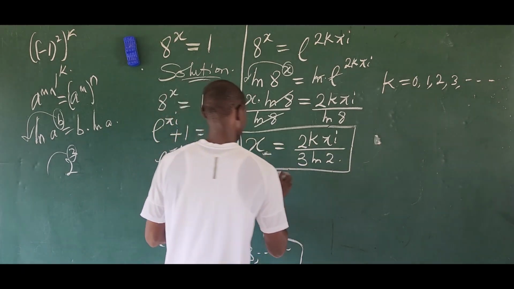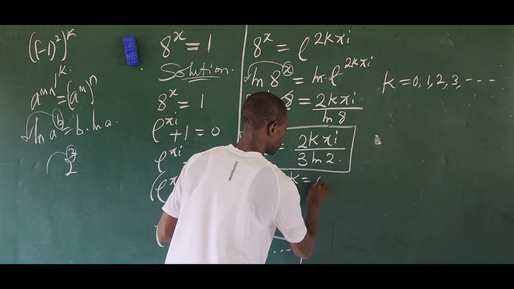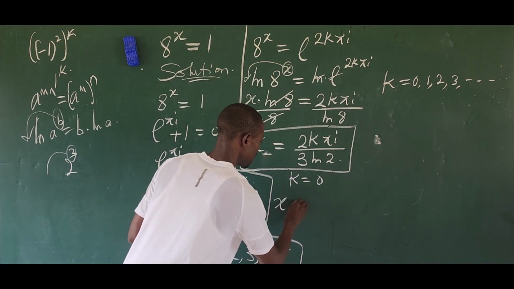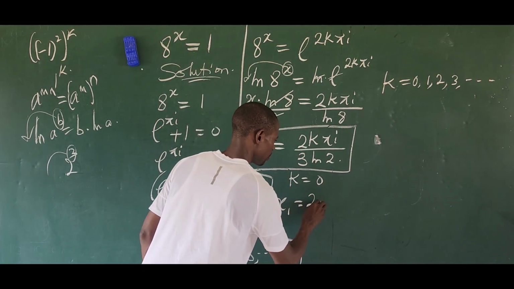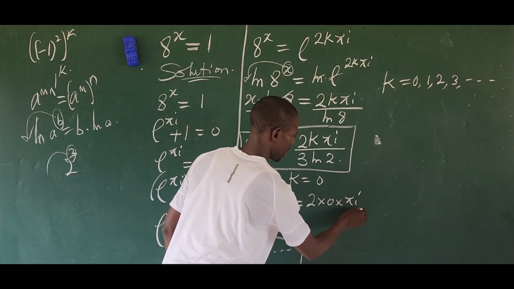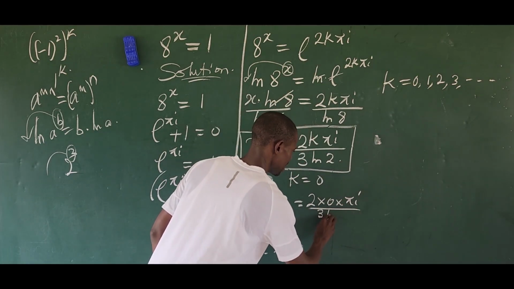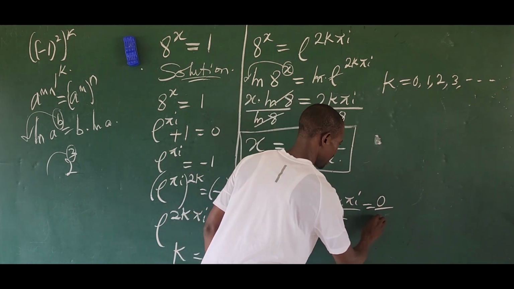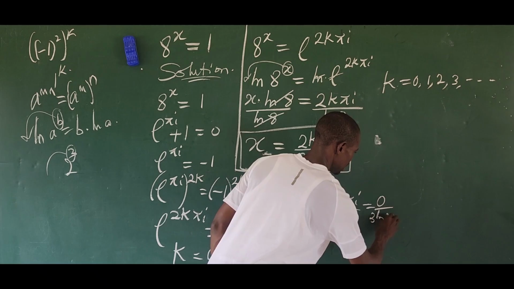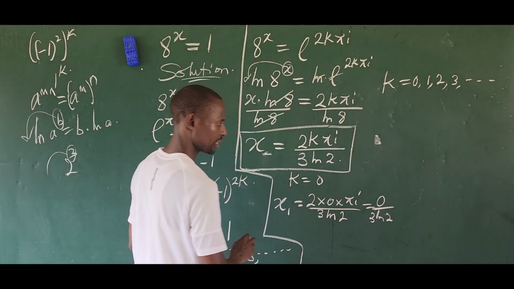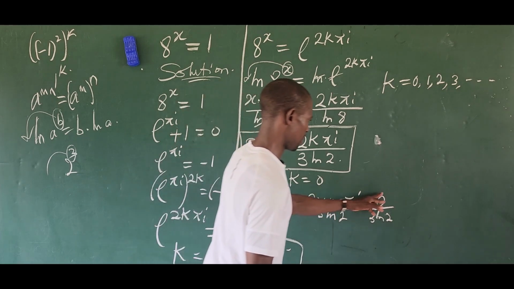Then, when k is equal to 0, let's put 0 into this. So this is going to give us x1 is equal to 2 times 0 times pi i all over 3 ln of 2. And this will give us 0 all over 3 ln of 2. And everything will give us 0, right? Is that not so? Yes, this will give us 0.